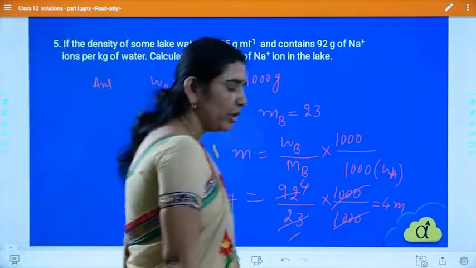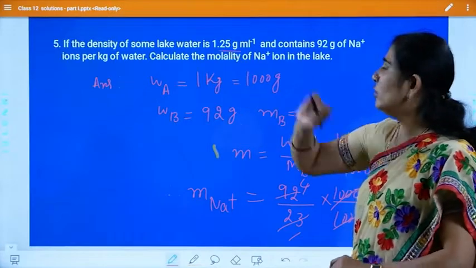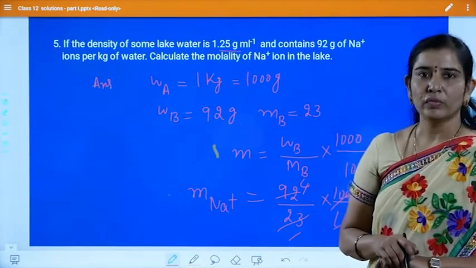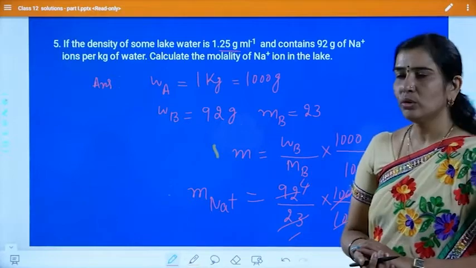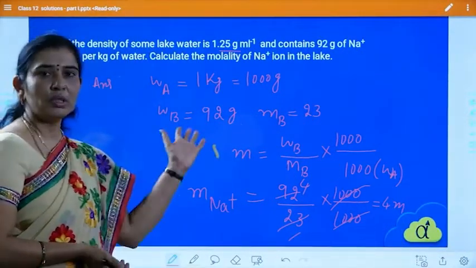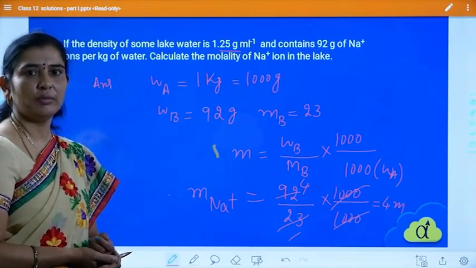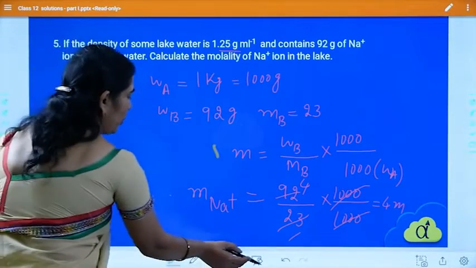See, this is a very simple numerical, but you have to go through it. You should not get confused with this density and all. So like this you have to solve the numerical. I hope you understood. This is one sort of numerical regarding molality calculation.